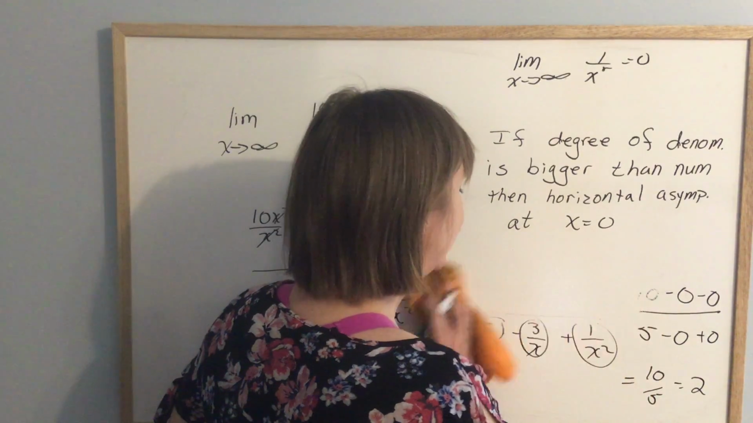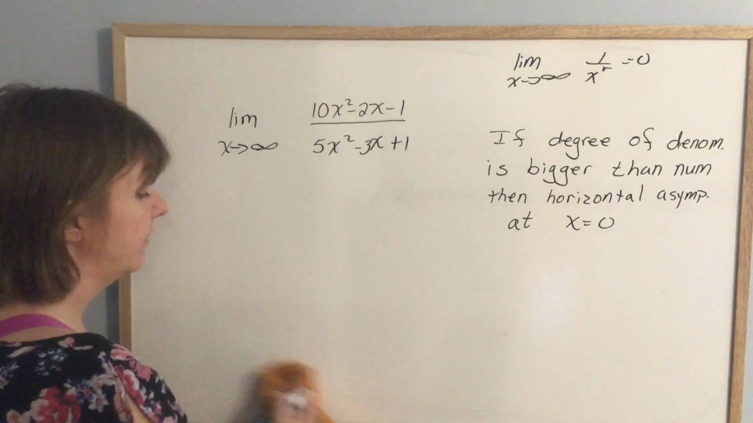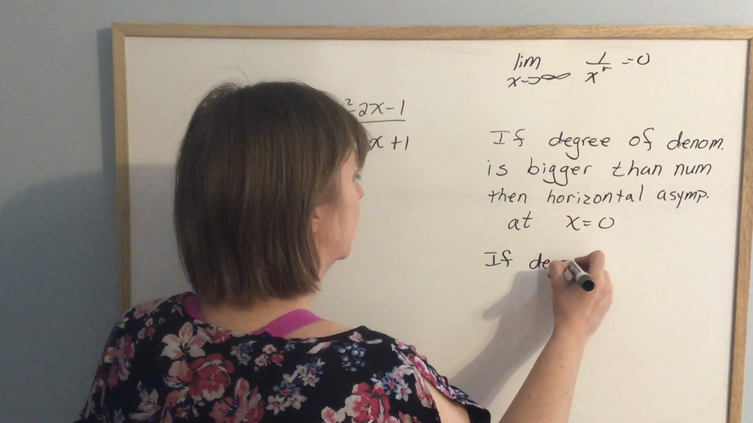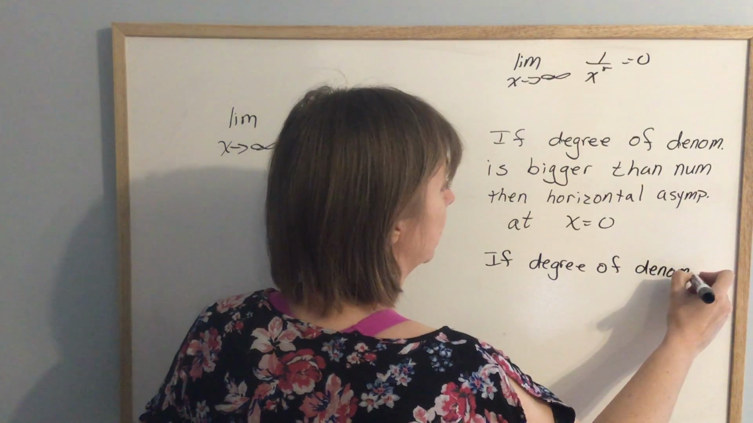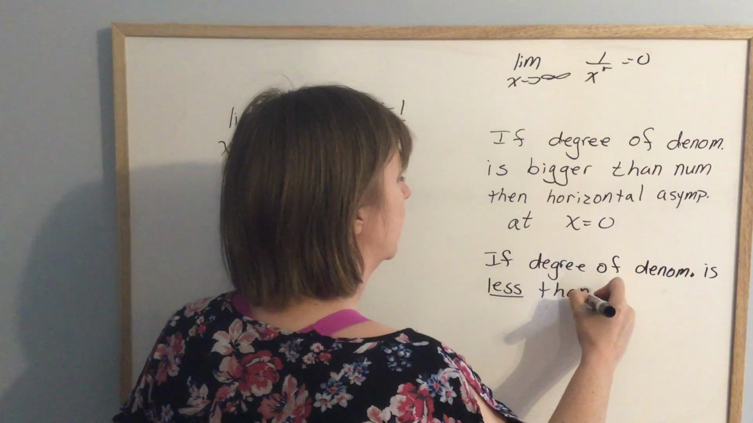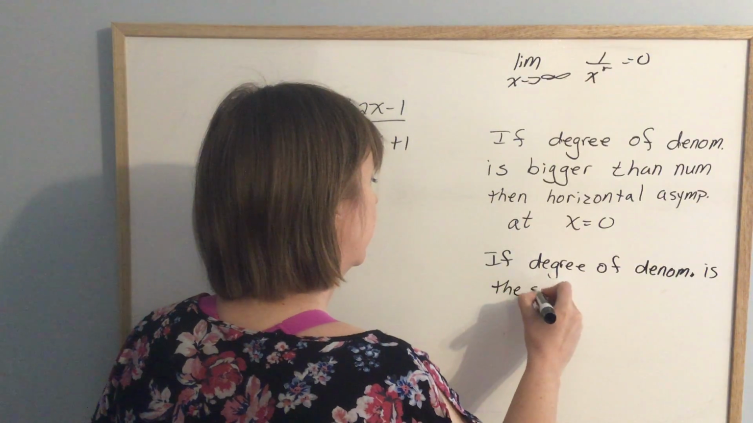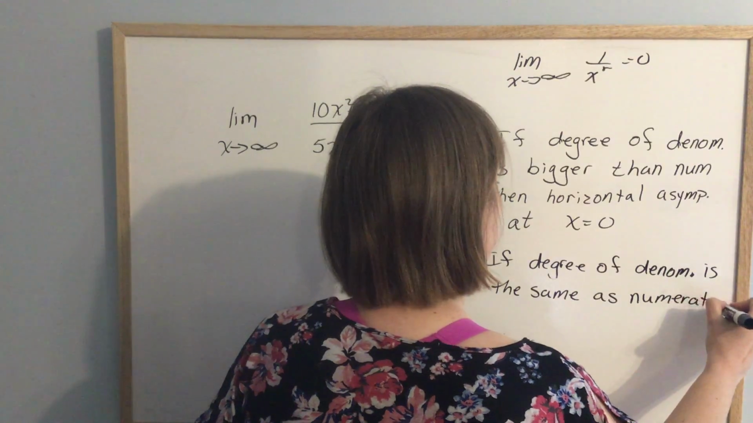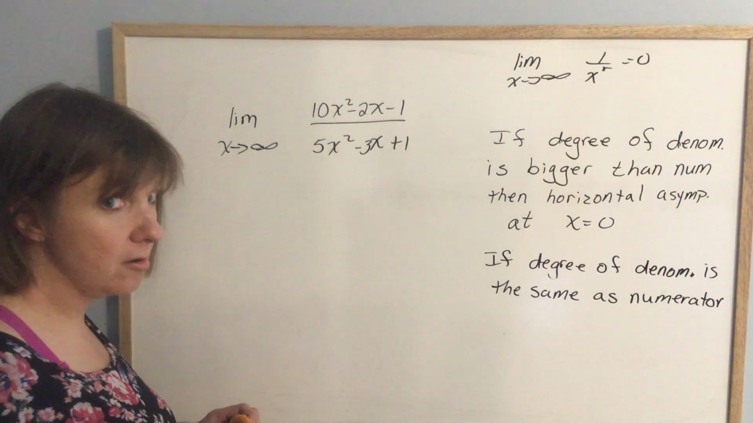You already know the rule. I gave it to you in grade 12. In grade 12, when we were talking about horizontal asymptotes, I said, if the degree of the denominator is the same as the numerator, and it is, right? The highest exponent on the top is squared. The highest exponent on the bottom is also squared.